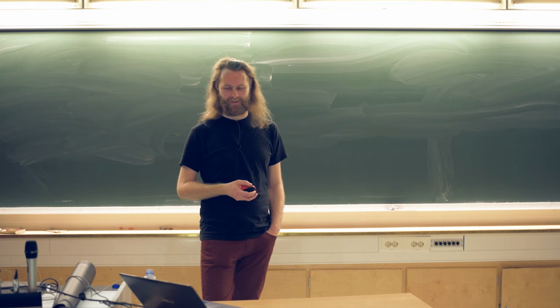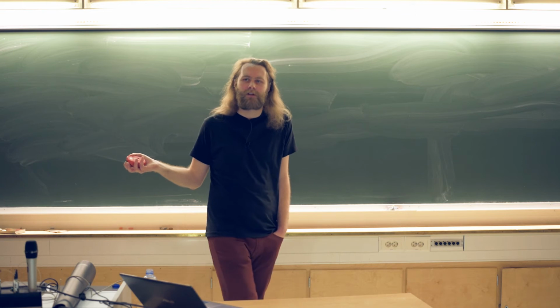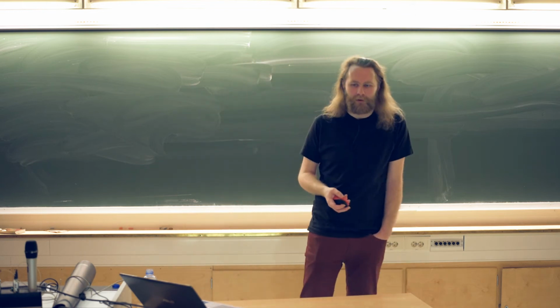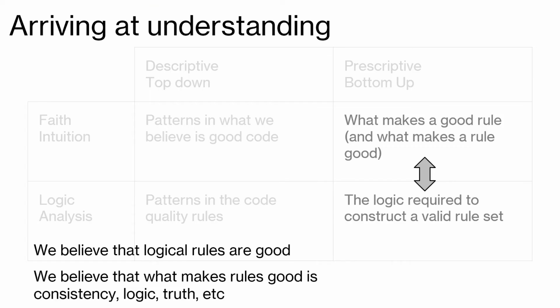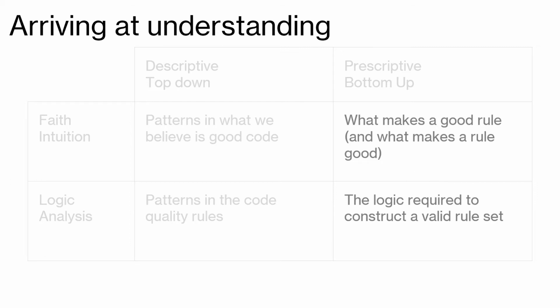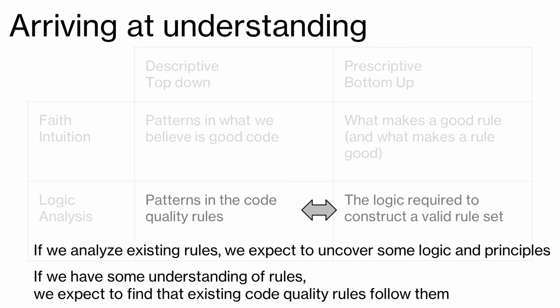Seriously. We believe this. Otherwise, why would we use logic? If we didn't believe this, just throw logic and math and all that stuff out the window, it doesn't matter. But we believe that it works, so we keep using it. And we also believe that the thing that makes rules good is the property of possessing this logic. If we analyze existing rules, we expect there to be some logic behind them. We expect that whoever made the rules didn't just write random stuff, but actually thought about it.